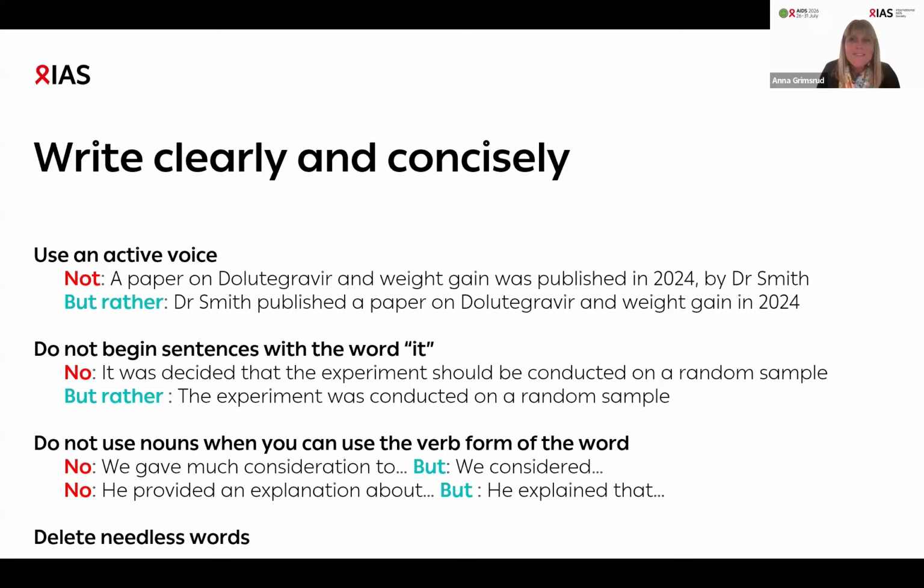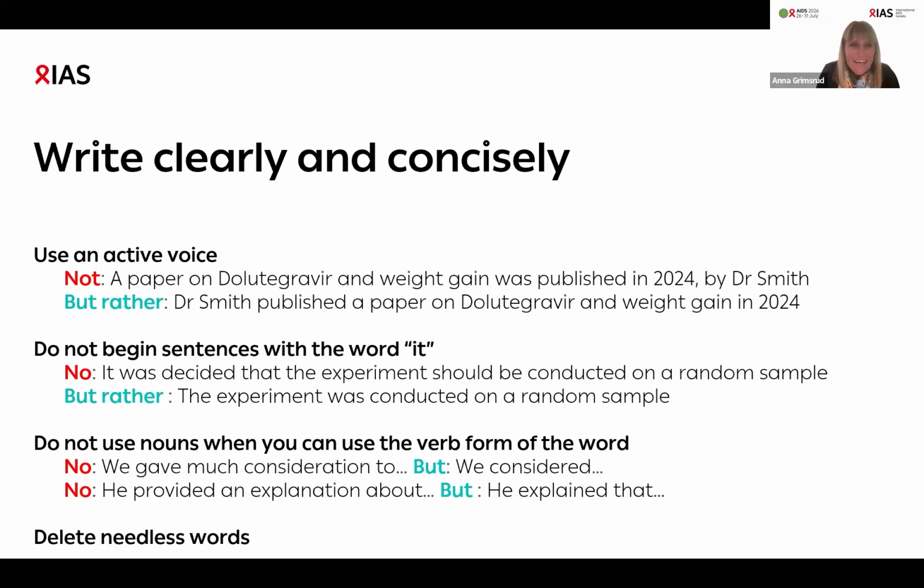That active voice is also going to save you words, and it's also going to mean that you get to the point quicker. And that's going to be particularly important in the context of an abstract where you have fewer words. One other example at the bottom is not to use nouns when you could use a verb. So rather than saying we gave much consideration, just say we considered. And again, you can see how many words you're going to save there. And the last point on this slide is to delete the needless words.